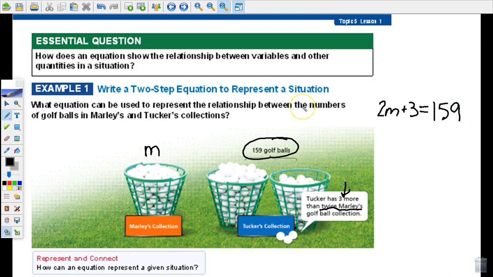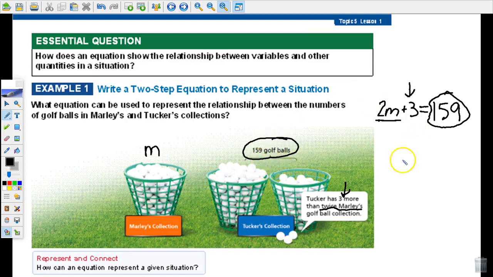Let me show you this. The 2M is underlined because we underlined twice Marley's. That's where that comes from. And then this arrow pointing to the +3 is this arrow where it says 3 more than. That's where that comes from. And then let me circle this 159. That is where this 159 comes from, where it says there's 159 golf balls.